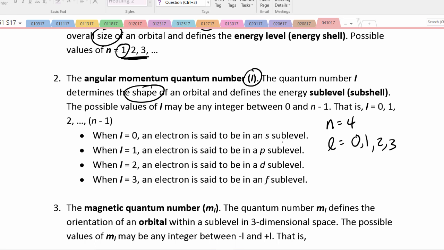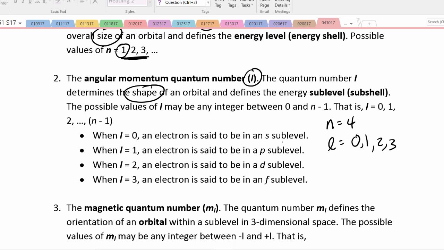And then when L is equal to 2, we say electrons are in a d sublevel. And these 5 here represent a d sublevel. Now notice, as the value of L gets larger, so does the complexity of the orbitals we're looking at, in terms of the number of lobes. This one here has how many lobes? It has 2. The maximum number of lobes that we can have is 2 to the L power.